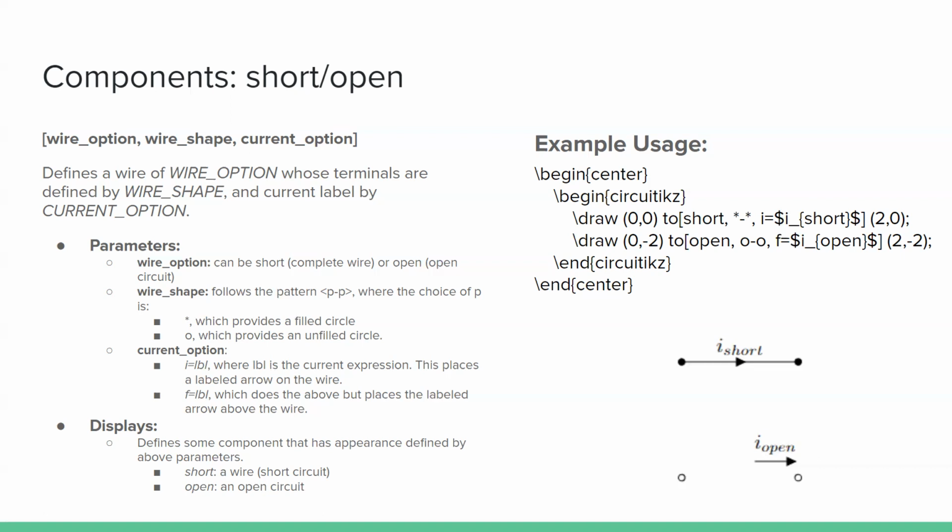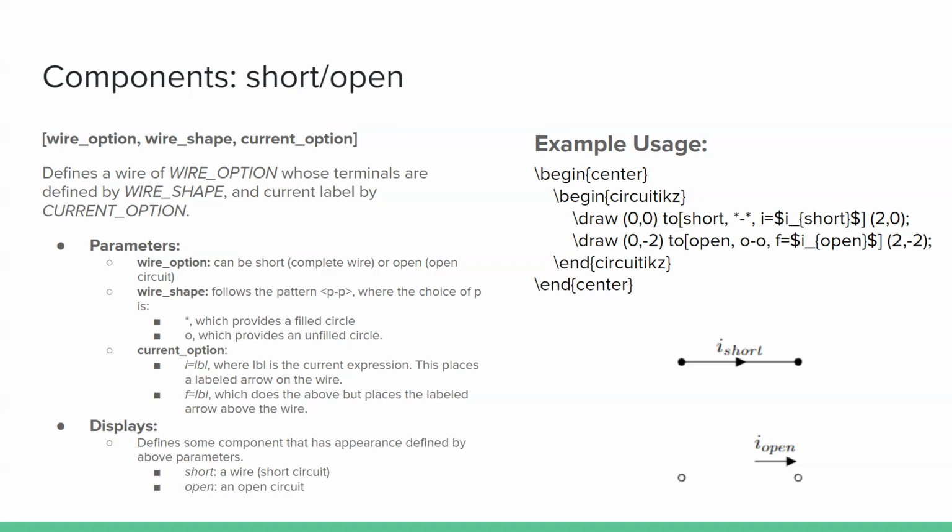Similarly, you'll see how an open circuit is defined, where I draw an open circuit from 0,-2 to 2,-2, meaning that instead of having a wire here, I have no wire here. As usual, the convention of open circuit is that we define its appearance by O-O, which means I'll have unfilled circles here being terminals of the open circuit. And last but not least, you see a slightly different way to address current option, which is F. The I here stands for current and F here stands for flow. If you use the F option, then it will put the arrow mark above where the wire of the circuit is supposed to be. So in this case, you see that F does put the I open above.